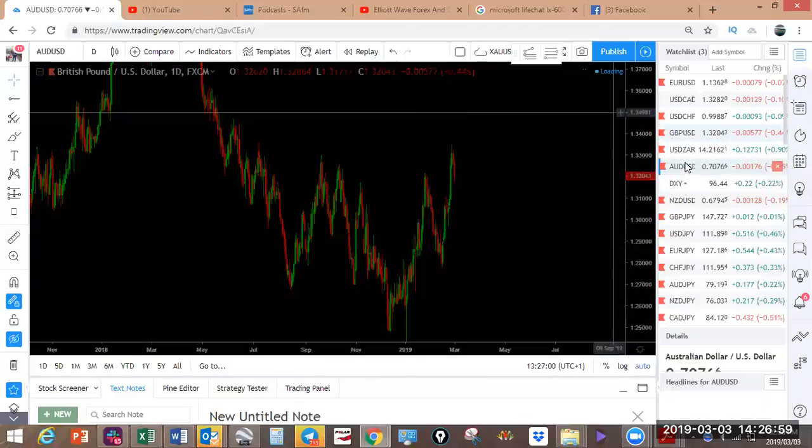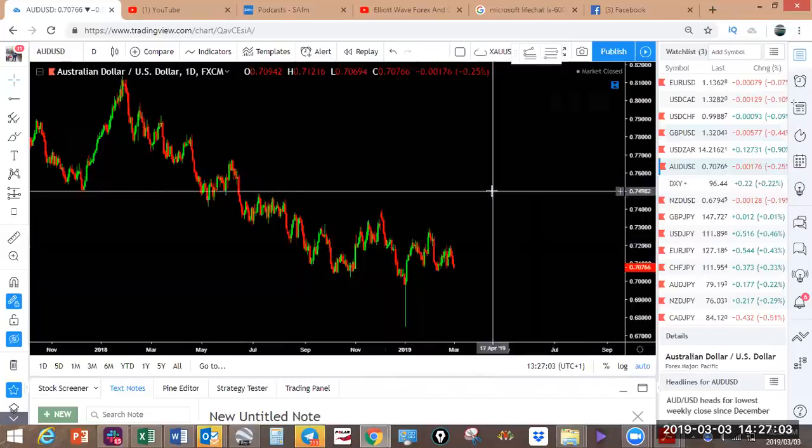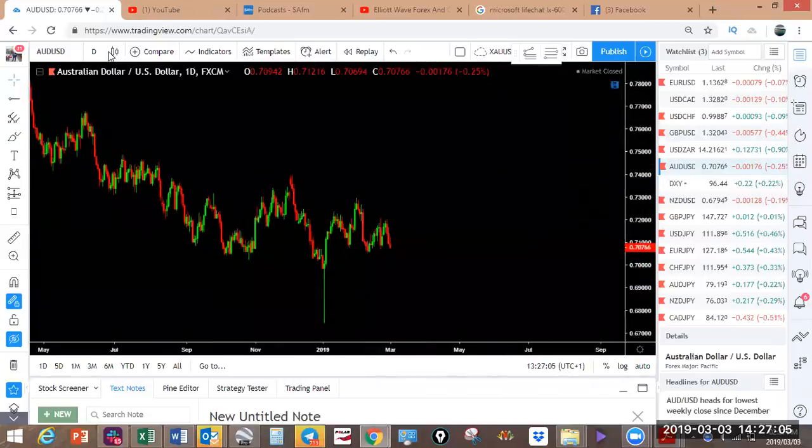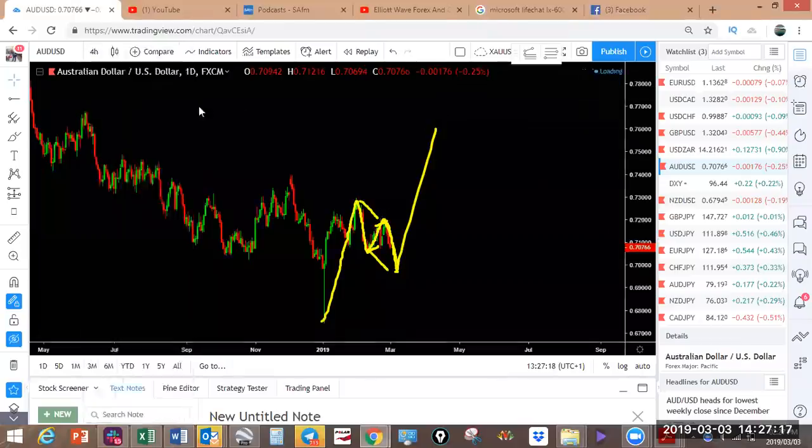AUD US dollar before we do ZAR. AUD US dollar, I showed this corrective structure last week. It's going to come back down at least. We've got a pulsing move. We're going to expect a 1, 2, 3 wave before we push higher. This is what I showed on the 4-hour last week.